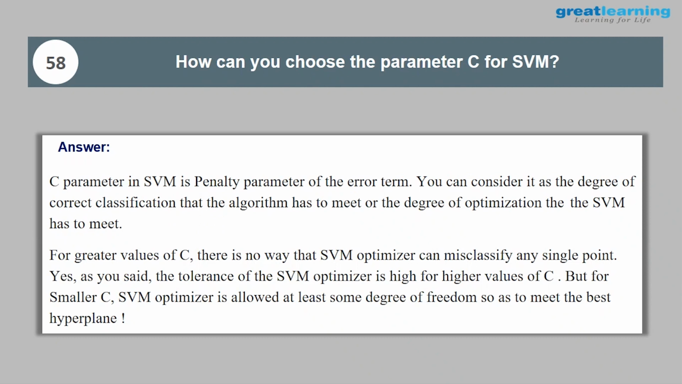Now let's have a look at how can you choose the parameter C for SVM. C parameter in SVM is the penalty parameter of the error term. You can consider it as the degree of correct classification that the algorithm has to meet or the degree of optimization the SVM has to meet. For greater values of C, there is no way that the SVM optimizer can misclassify any single point. Yes, as you said, the tolerance of SVM optimizer is high for higher values of C. But for smaller C, SVM optimizer is allowed at least some degree of freedom so as to meet the best hyperplane.